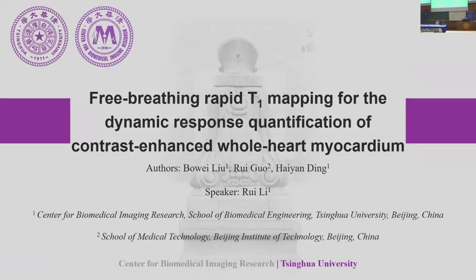Sorry, I'm not Powei Liu. So I don't know why this abstract was included in this session, because it is a myocardium work.